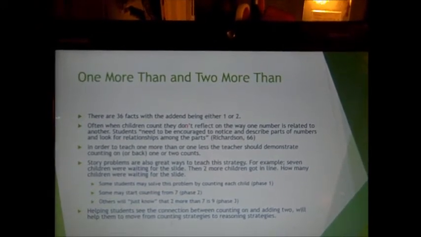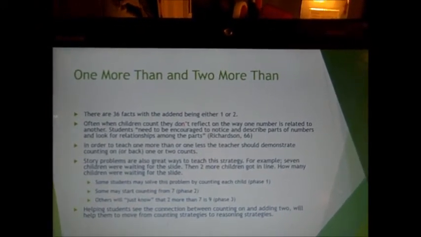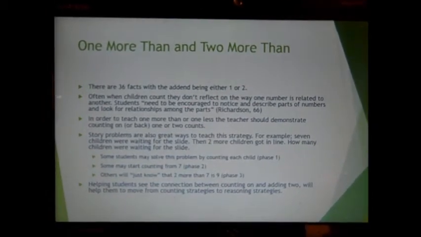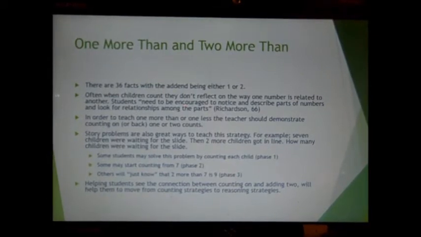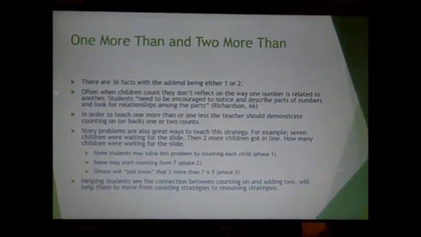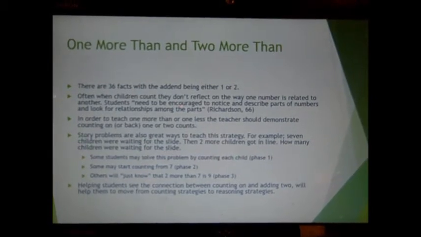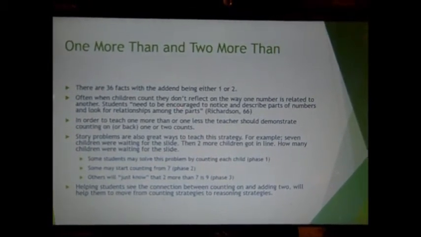For example, 7 children were waiting for the slide. Then 2 more children got in line. How many children were waiting for the slide? Some students may solve this problem by counting each child, which is phase 1. Some may start counting from 7, which is phase 2, while others will just know that 7 plus 2 is 9, which is phase 3.